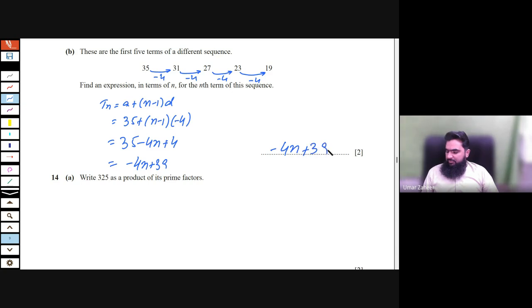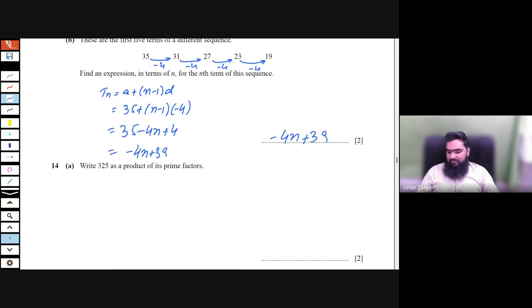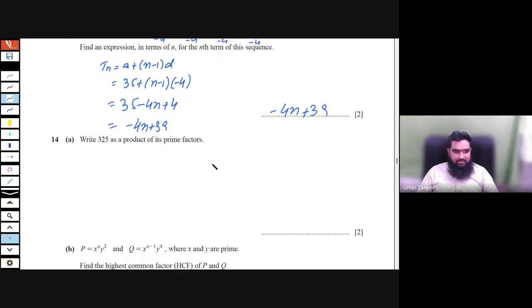You have to just use the formula for the nth term. You can find it directly as well. Okay, now we have to write 25 as a product of its prime factors.